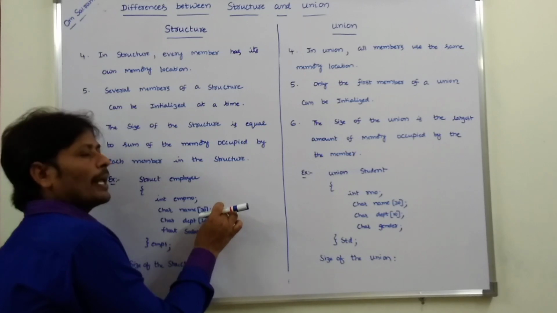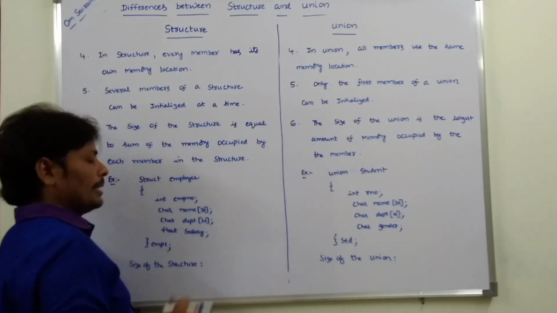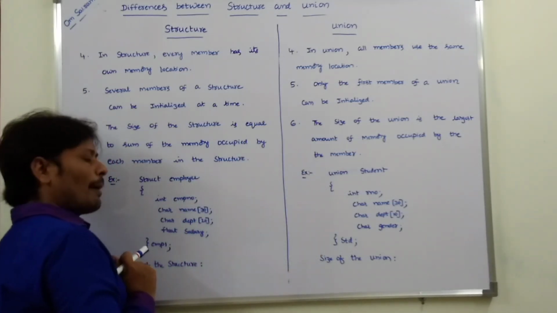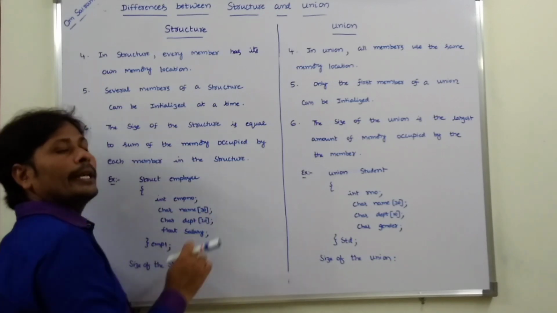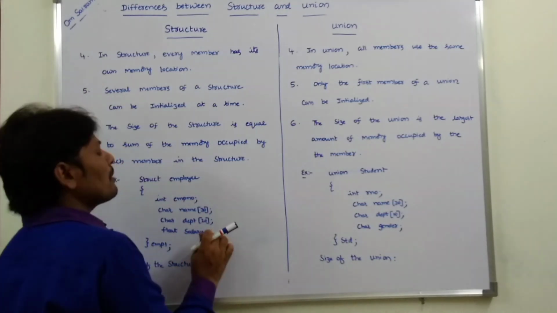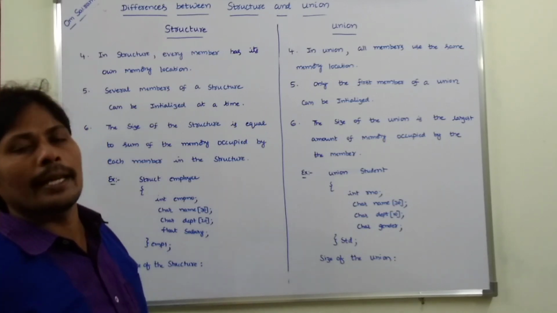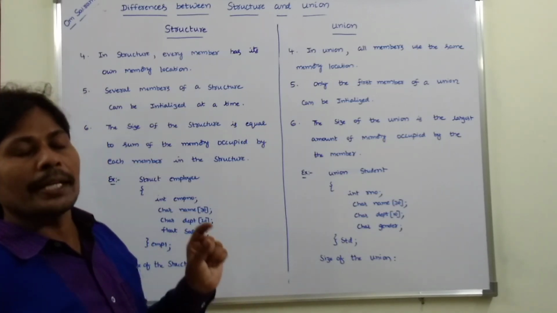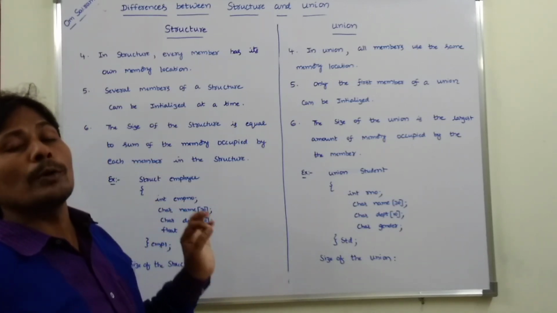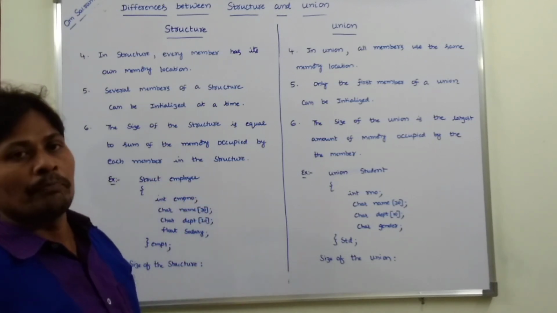This member is placed at one place in memory. This member is stored in another place in the memory. This member is stored in another place in the memory. So each and every member has its own separate location.